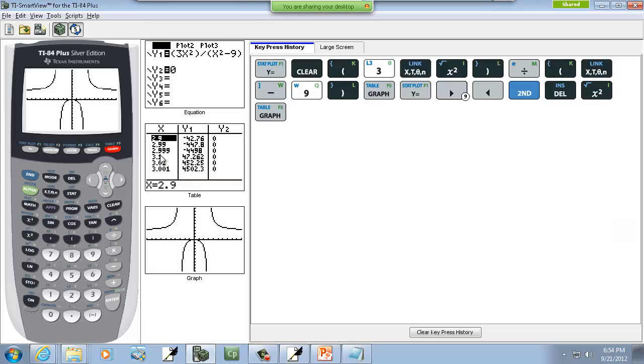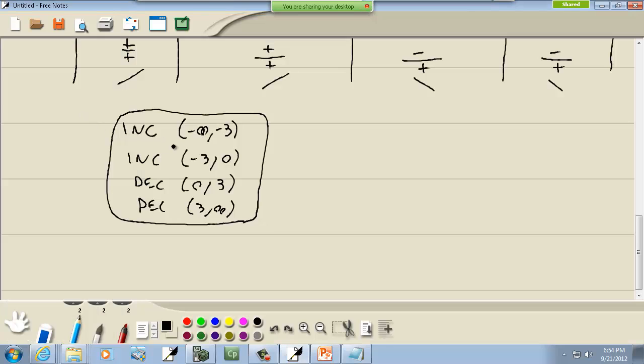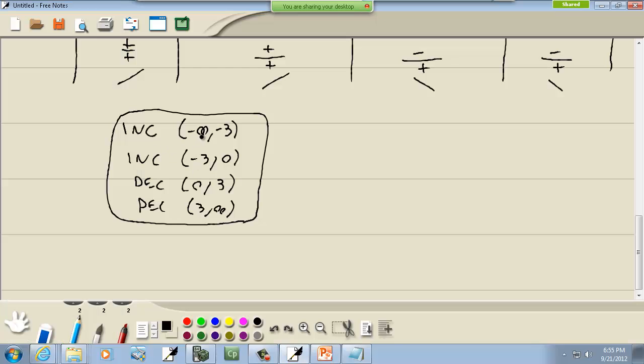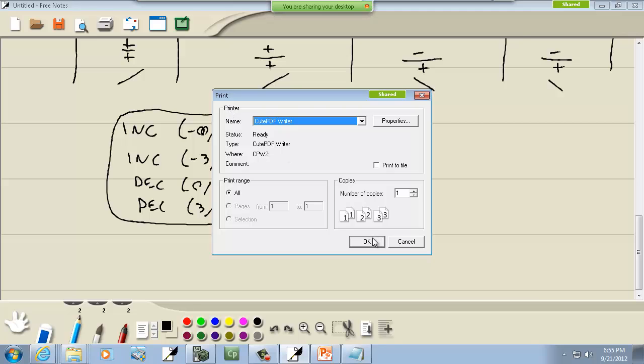Increasing from negative infinity to negative 3. So here it is. It's increasing, going up to negative 3, wherever negative 3 is. And then it's increasing from negative 3 to 0. Right there. Then it's decreasing from 0 to 3. And then it's decreasing again. Now, you cannot say it's increasing from negative infinity to 0 because the graph doesn't even exist at negative 3, and it doesn't exist at 3 down here. So you have to write it exactly like I wrote it. So let me save that.